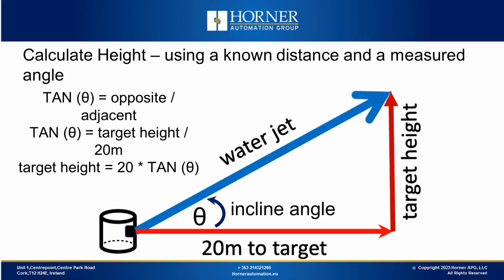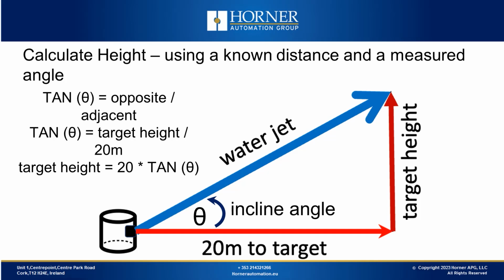So the way we're going to do that is using tangent. The tangent of an angle is opposite over adjacent. So in the case of our example, our adjacent distance of the triangle is fixed at 20 meters, and our opposite side is the target height that we're trying to measure or calculate.